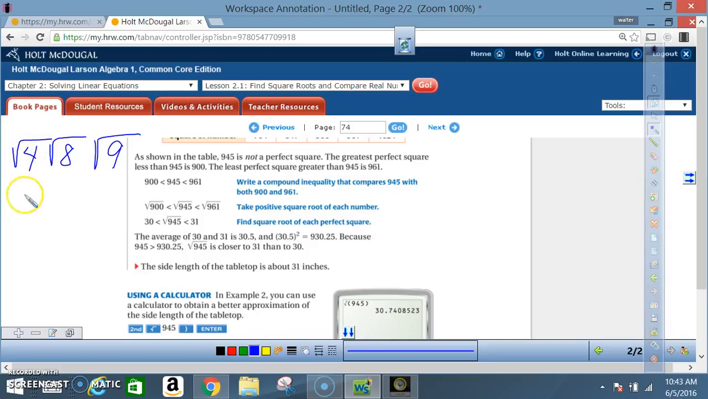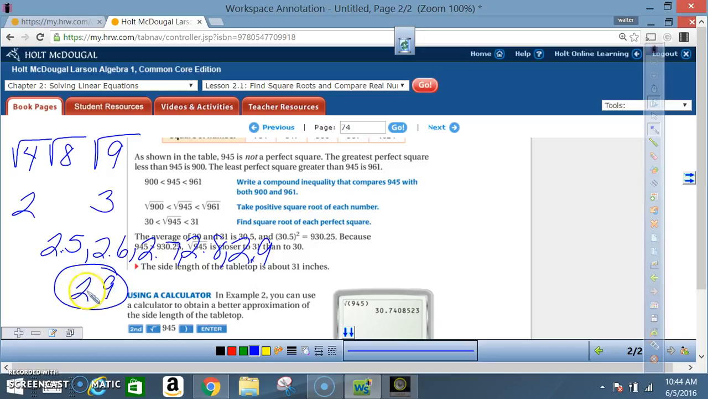So then we say, what's the square root of 4? 2. What's the square root of 9? 3. So we know that the square root of 8 has to be between 2 and 3. All right, now notice 8 is closer to 9 than it is to 4. So we know then that the square root of 8 has to be something like 2.5 at a minimum, but we can say 2.5, 2.6, because we're approximating, 2.7, 2.8, 2.9. Now, since I know it's closer to 9, it's only one digit away from 9, I'm going to say that the square root is approximately 2.9. All right. So that's all you're really doing there.